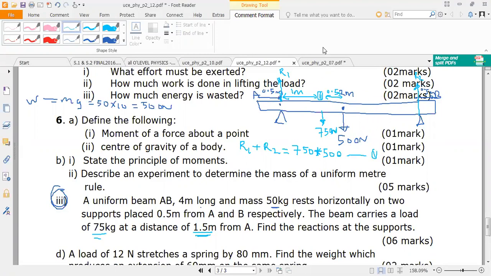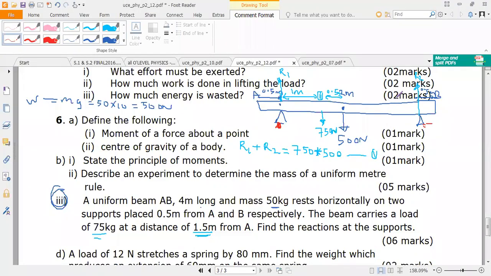Then we can go ahead and use one of these pivots. You can either use this or this, but whenever you're going to resolve, use one of the pivots. You can't use both pivots at once. So if I choose to use this pivot, this side, we are going to resolve all these forces.